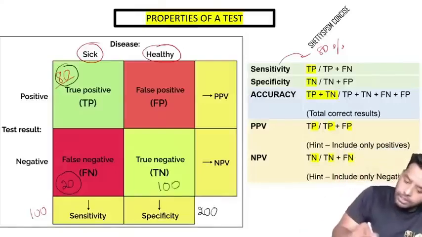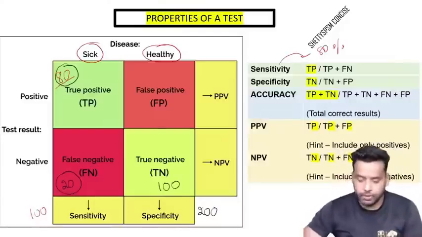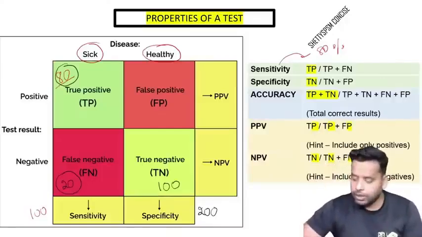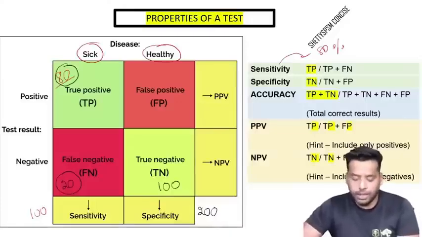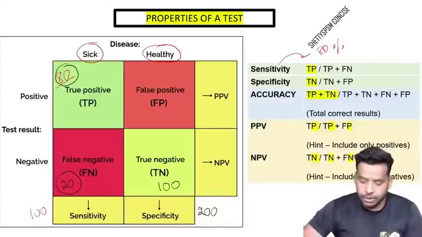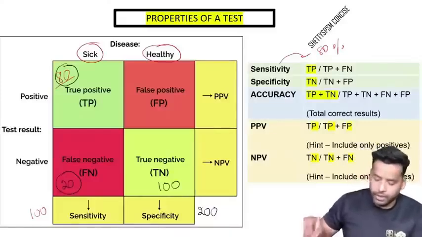For example, out of 200 normal individuals, 100 are detected as normal. So how many true negatives in the example? Answer my question. Out of 200 normal individuals, 100 are detected as normal. How many true negatives in the example? 100.